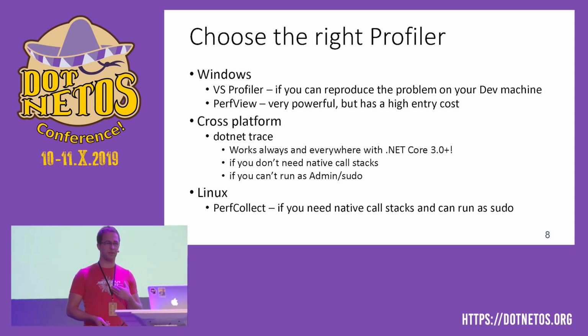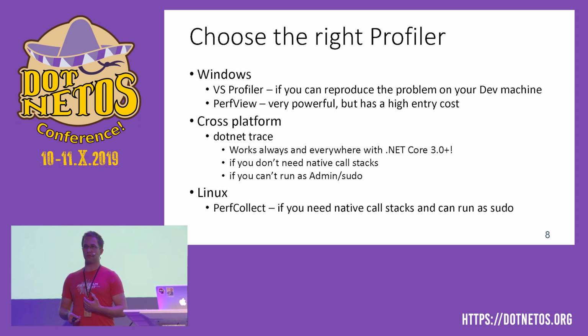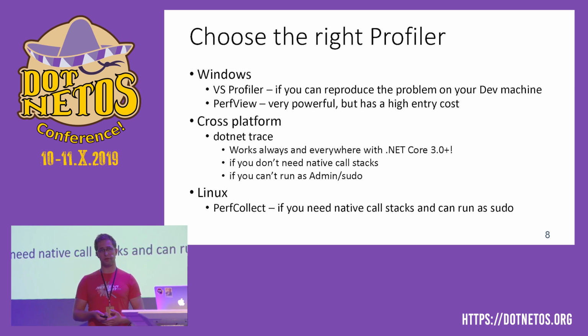This is my list of personal recommendations. When you are on Windows and you are developing with Visual Studio, and you can reproduce the problem locally, you should start with the Visual Studio Profiler. Otherwise, if you are still on Windows, you should give PerfView a try. On every OS, you can give dotnet-trace a try, which is the new shiny thing which I'm going to demo soon. And if you're on Linux and you care about native call stacks, you should be using PerfCollect.